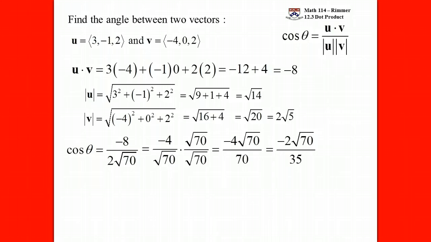And then cancel the 4 and the 70 and call it 2 and 35. So just represent your answer for theta as the cosine inverse of that. Either version, the negative 8 over 2 root 70, or this rationalized version, negative 2 root 70 over 35. And just so you know, that's some angle. The fact that it's negative tells us something though.